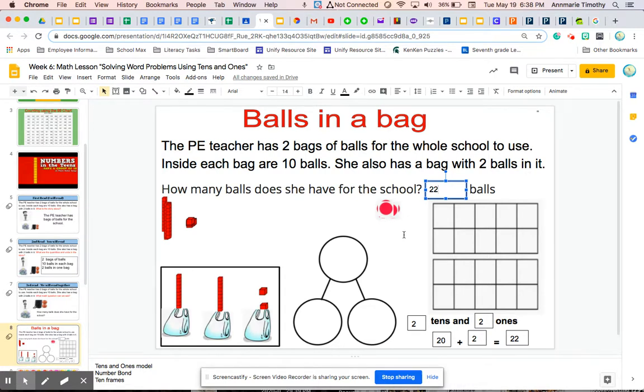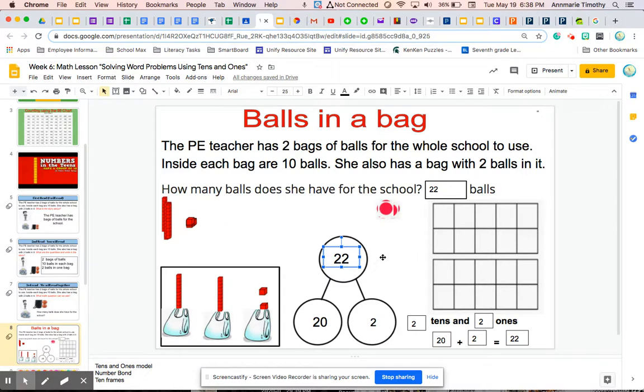Now I'm going to use our number bond to solve this problem. Now here she has 20 balls in these 2 bags. She had 10 in one bag, 10 in the other bag, that's 20. And in another bag, she has 2 balls. So therefore, she has 22 balls in the 3 bags altogether.